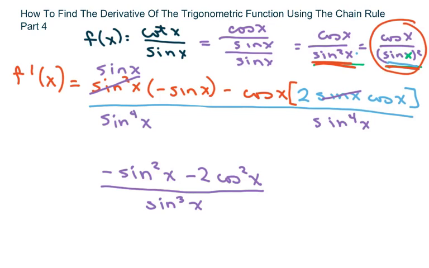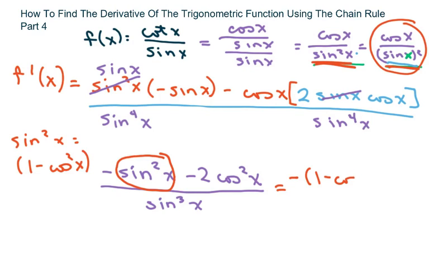However, to clean this up further, what I'm going to do is use my Pythagorean identity, because I have this 2 here. And you know that sine squared of x equals 1 minus cosine squared of x. So I'm going to write that. So we have negative 1 minus cosine squared of x, minus 2 cosine squared of x, all over sine cubed.